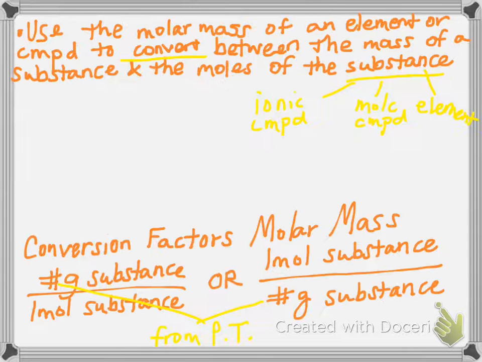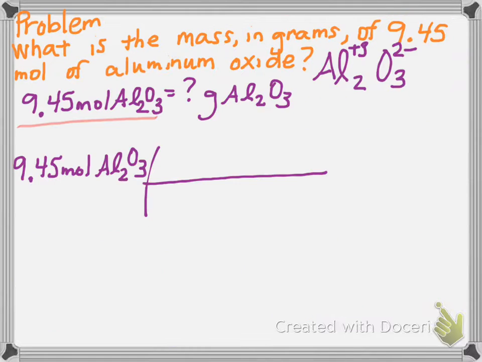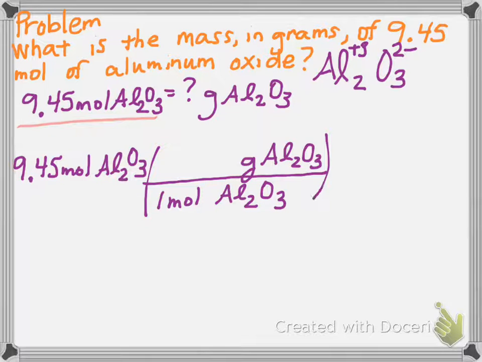Now, moles need to be on the bottom, so that means I'm going to use this conversion factor right here. So I'm going to put 1 mole of aluminum oxide and some number of grams of aluminum oxide. Now, how do I get that number? So for aluminum oxide, I have aluminum and oxygen. I have 2 aluminums and 3 oxygens. Boy, I'm struggling to say aluminum today.